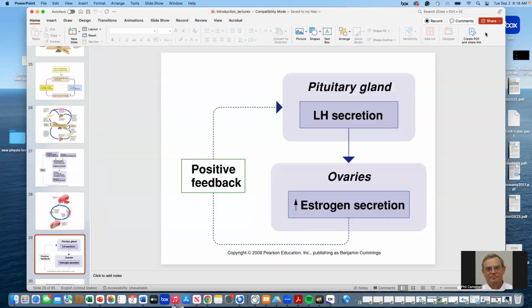A second example: when we get into the reproductive portion, especially the female reproductive system, we will talk about an estrous cycle, okay? And that consists of a follicular phase and a luteal phase.